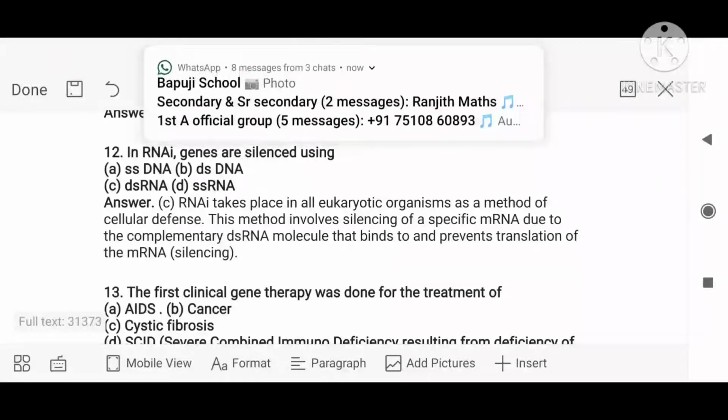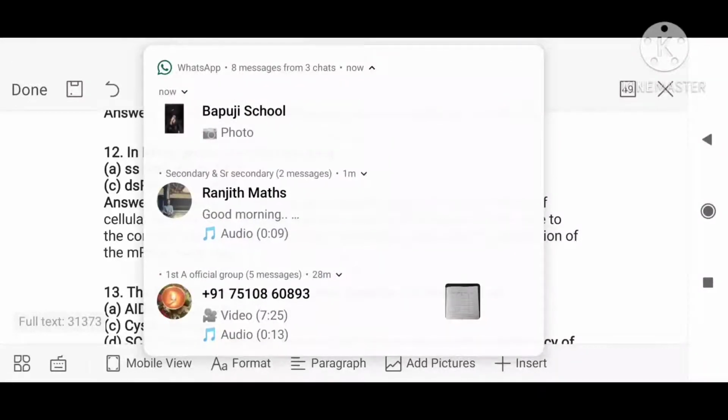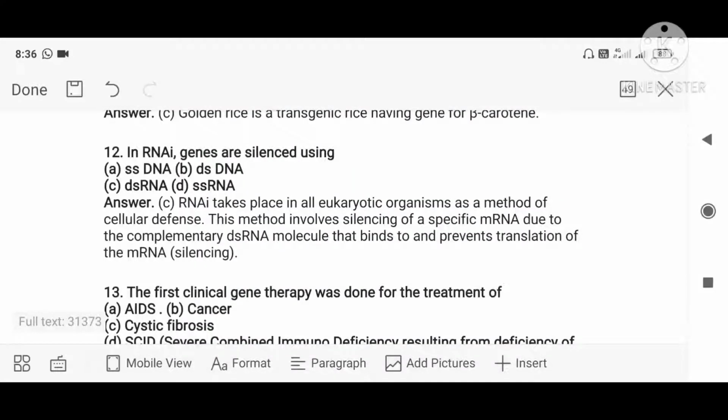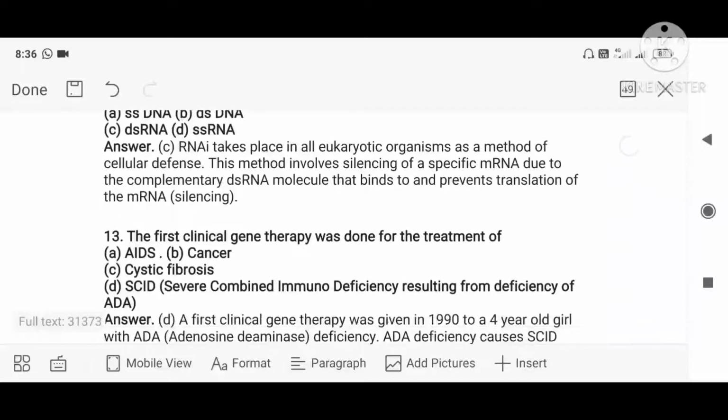So, again the answer is what? The answer is dsRNA, which is suppressing the translation of the mRNA to protein. Okay. So, this is also similar. You know dsRNA is the defense mechanism. So, the answer will be C. Moving on to the next.